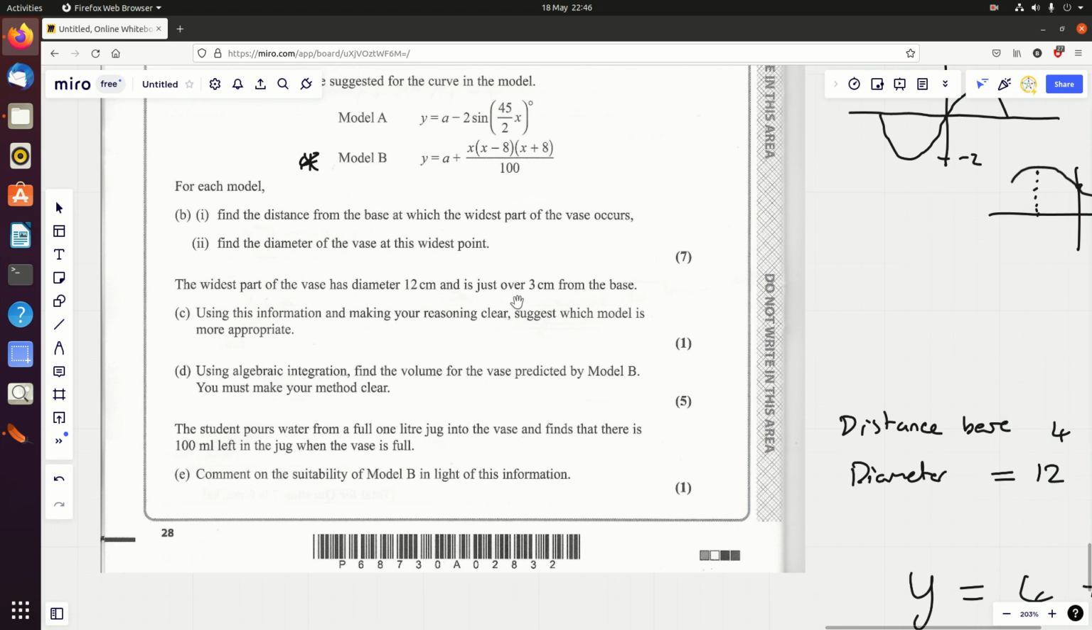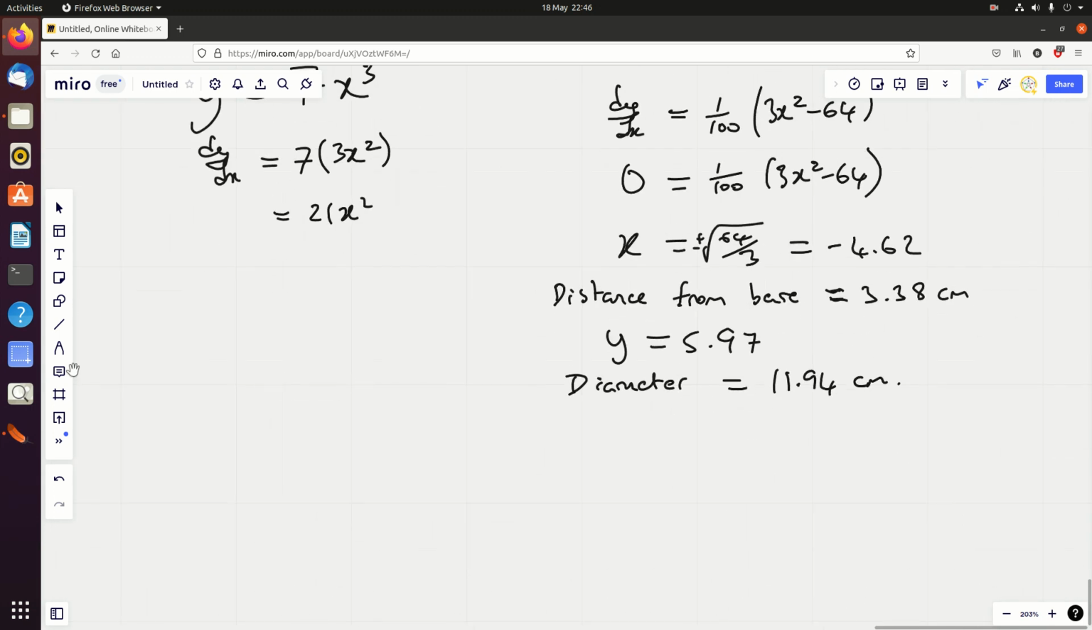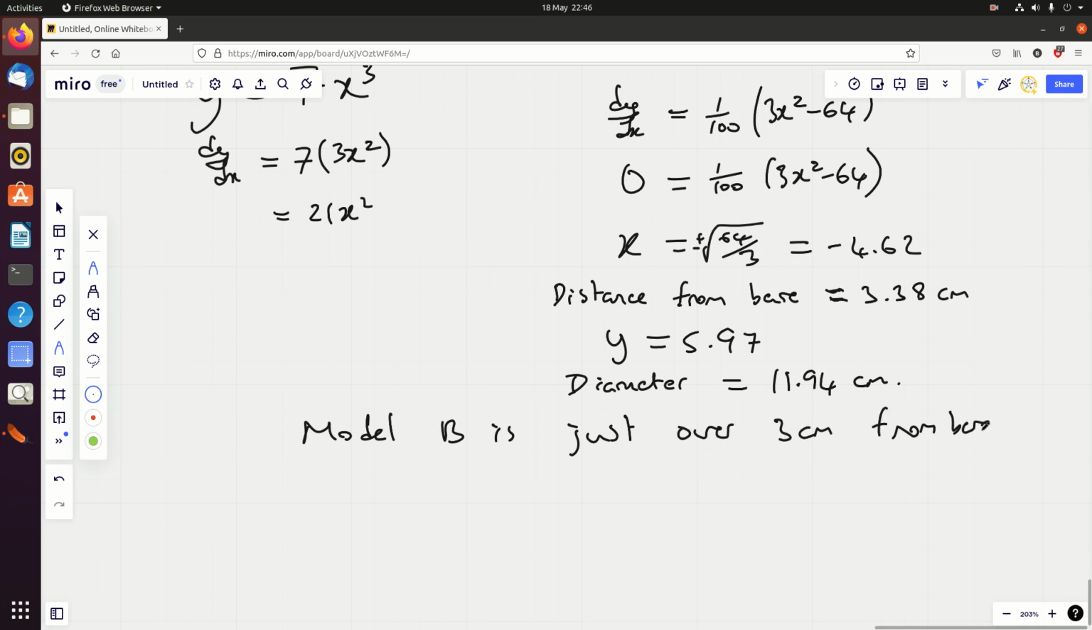Well, it's told us it's just over 3 centimetres from the base. That looks like this one. Yeah, they want us to use model B. So model B is just over 3 centimetres from base, but model A isn't. Model A is 4. So use model B. Both are very close to the 12. Well, 11.94 isn't far off. Okay, so we've done that.